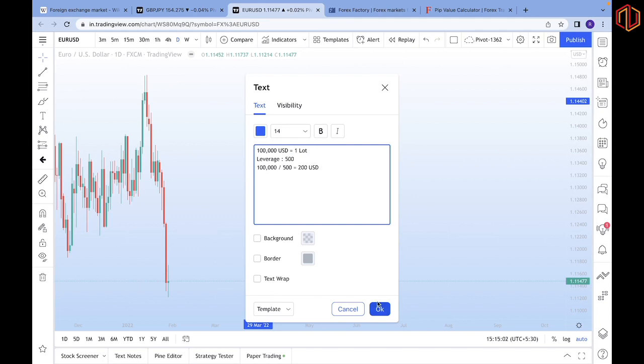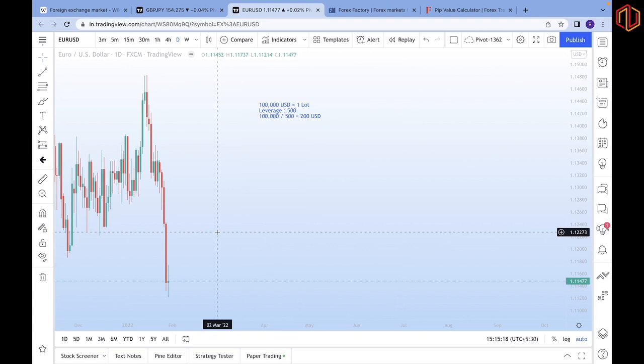You need to have $200 in your account as margin to be able to trade currency worth 100,000 US dollars. But one pip movement is still going to be $10 in the case of Euro USD. So if it goes in your favor by say 20 pips, 20 pips times one lot at $10 would be $200 of profit.